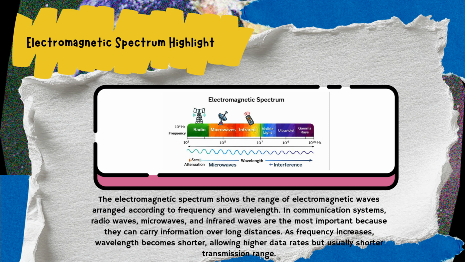penetrate obstacles. As frequency increases, the wavelength becomes shorter, enabling higher data rate, but the transmission range usually becomes shorter and more susceptible to attenuation and interference.